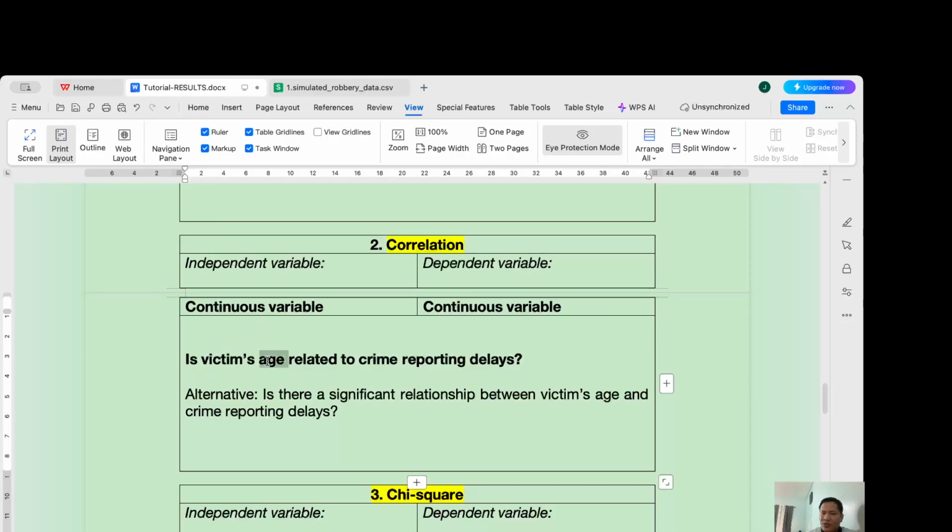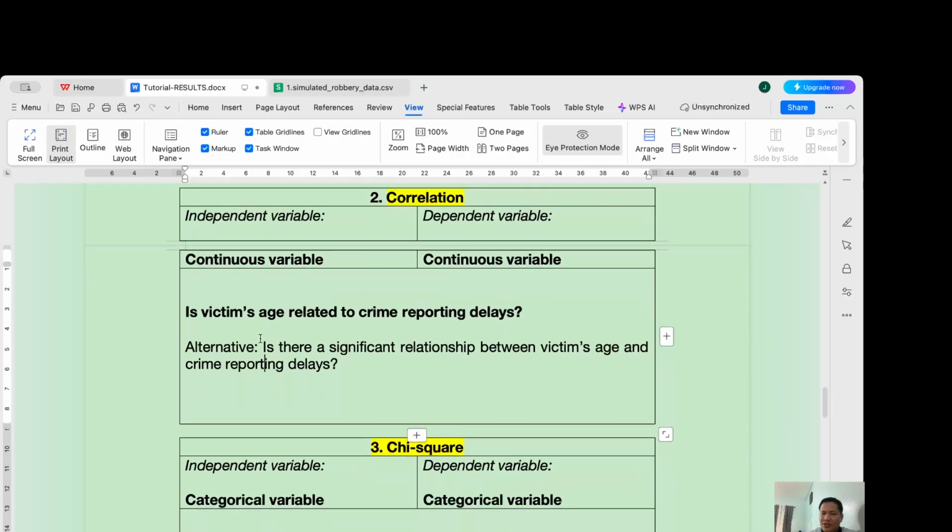This one is continuous, from 0, 1, 2, 3, the age. Reporting delays is continuous also, in terms of 0, 1, 2, 3 minutes. The alternative research question is: is there a significant relationship, not difference, but relationship, between victim's age and crime reporting delays?